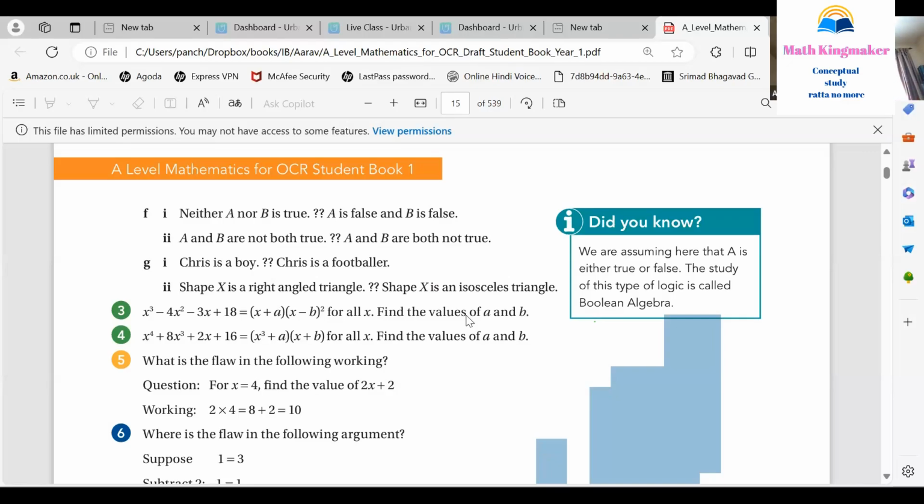So can I check the answer for this? Can I just check the answer? Okay, just check it. We're getting very weird questions. If shape X is a right angle triangle, then it can be an isosceles. Could be, yes. But every isosceles is not right angle.